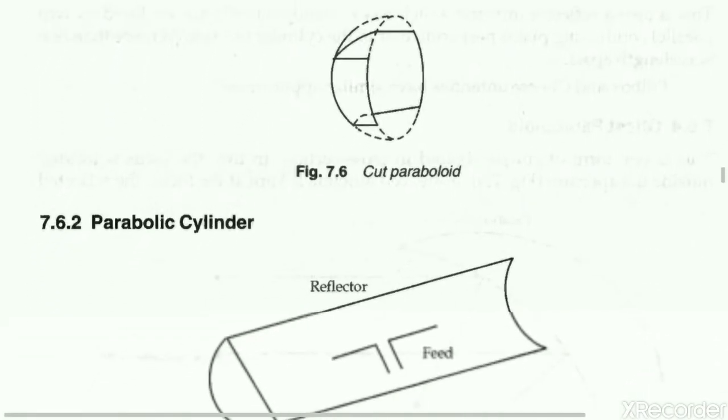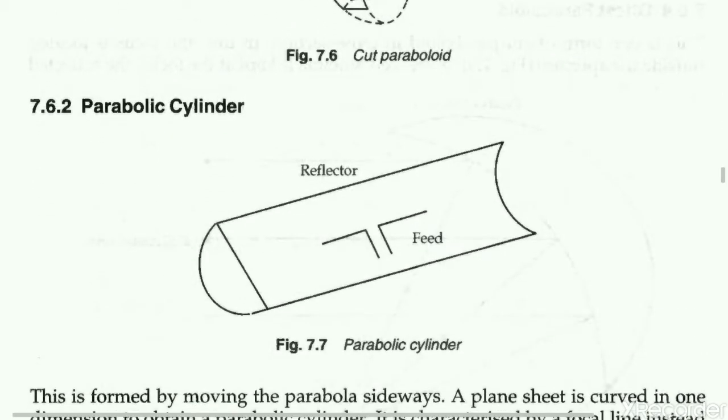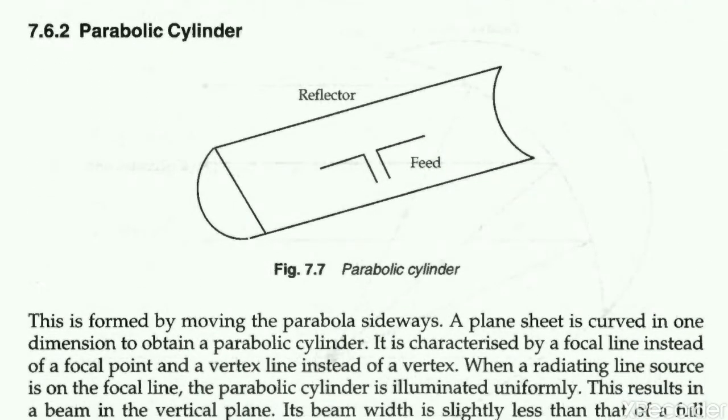The next one is the parabolic cylinder. One can see from the description, this is formed by moving the parabola sideways. A plane sheet is curved in one dimension to obtain the parabolic cylinder. It is characterized by a focal line instead of a focal point and a vertex line instead of a vertex.